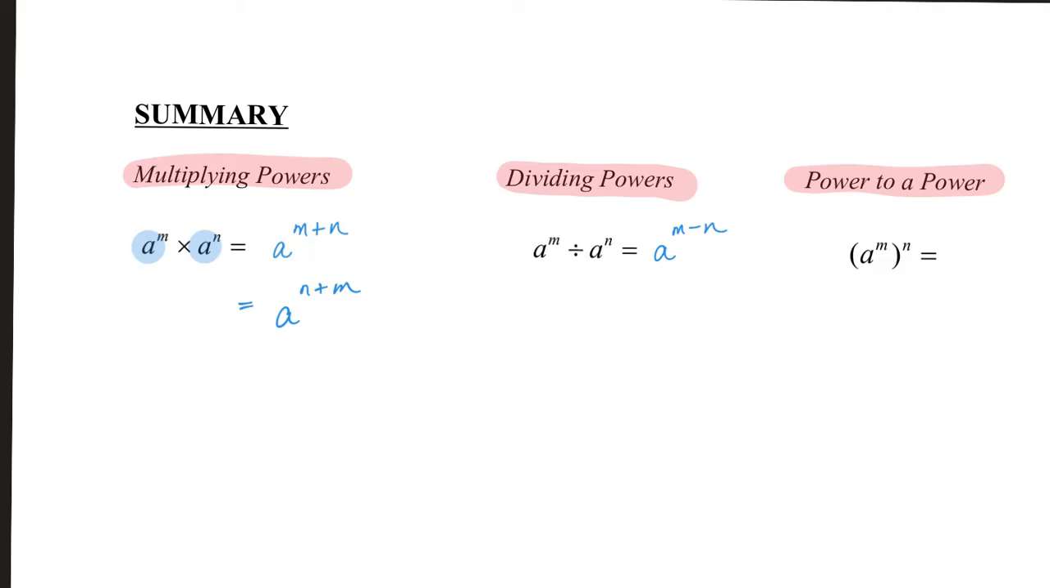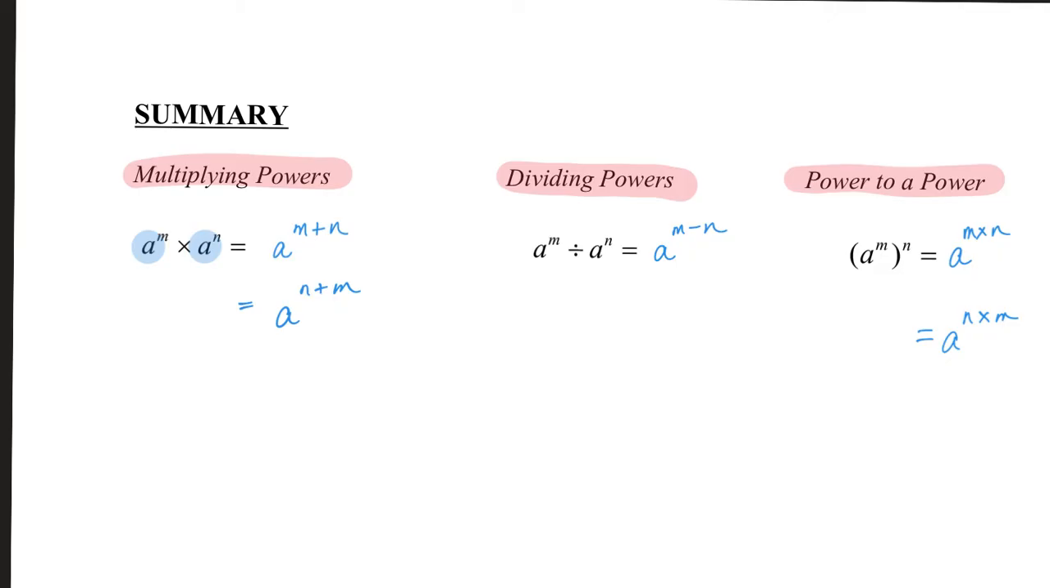Okay, and we're back. And so we should have an a, because the base never changes, to an exponent of m times n. And you could just write that as mn if you wish, because we know if we don't see an operation, that means multiply. But we could have also had n times m as our exponent, because it doesn't matter what order we multiply.